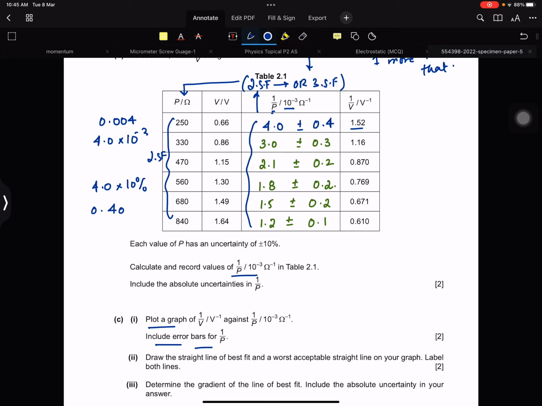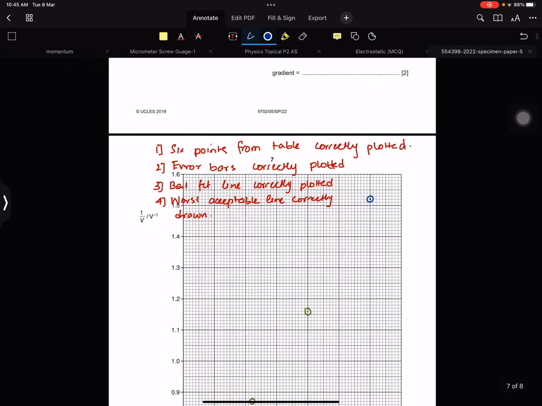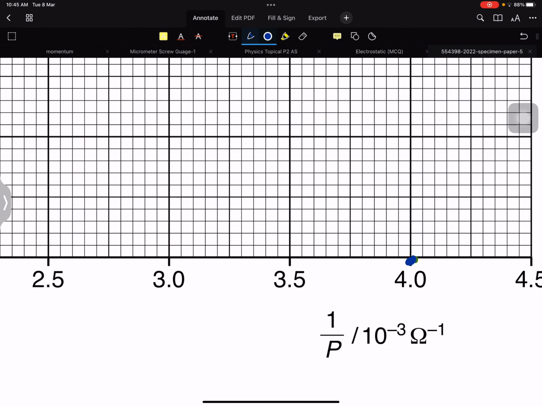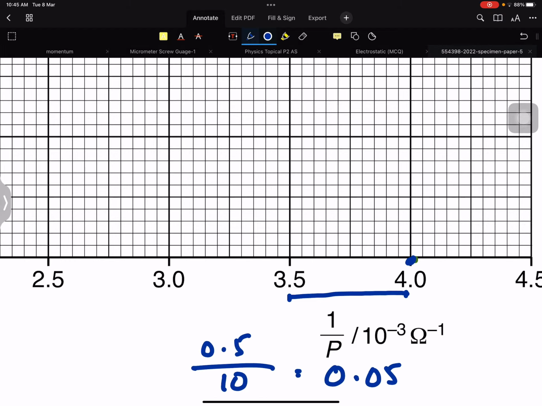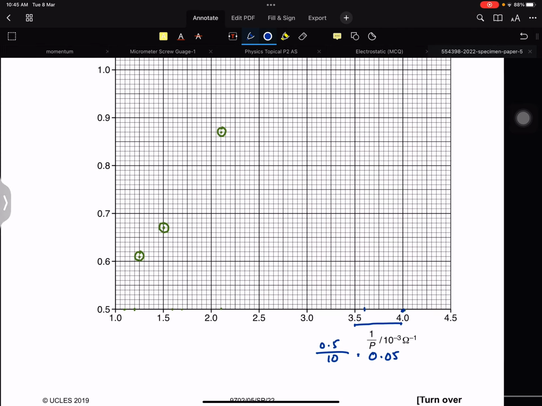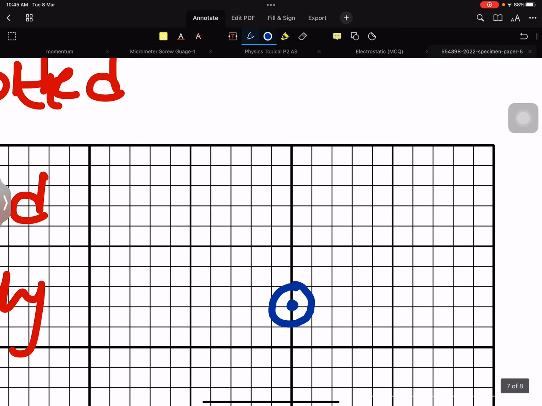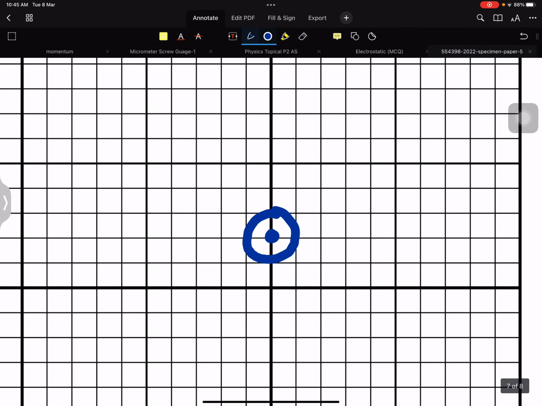Error bars basically represent the uncertainty. The first one is 0.4. Now if I look at my axis where I need to draw, it's in 1 upon p. From 0.5 to 4, there is a difference of 0.5 and it is being divided by 10. So each point is 0.05, which means every 2 dots is 0.1. So I need to draw 0.4 on this side.